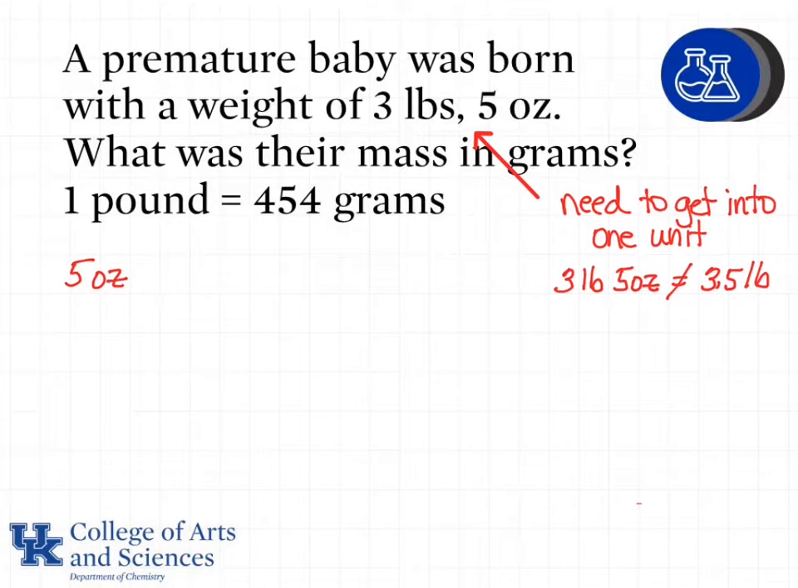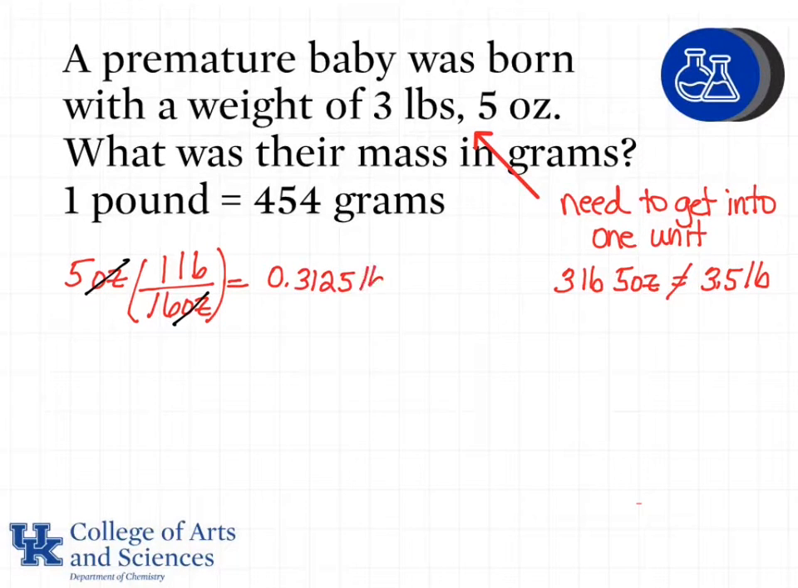So the first thing we're going to look at is 5 ounces, and we know that ounces is in the numerator, so we need ounces in the denominator, and 16 ounces is equal to 1 pound, so our ounces will cancel, and we're left with 0.3125 pounds. Notice that's very different than saying 0.5 pounds. Now we need to add the pounds together, so we get 3.3125 pounds for the weight of the baby.